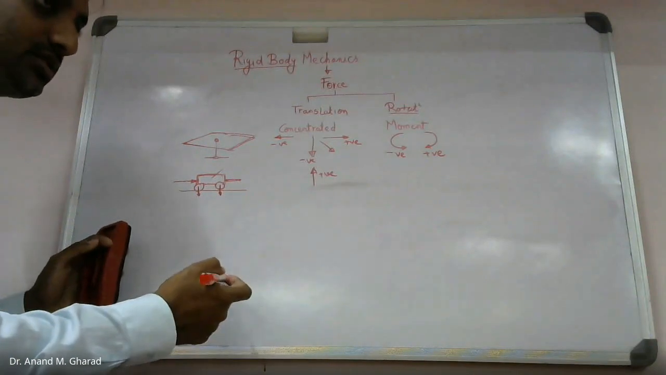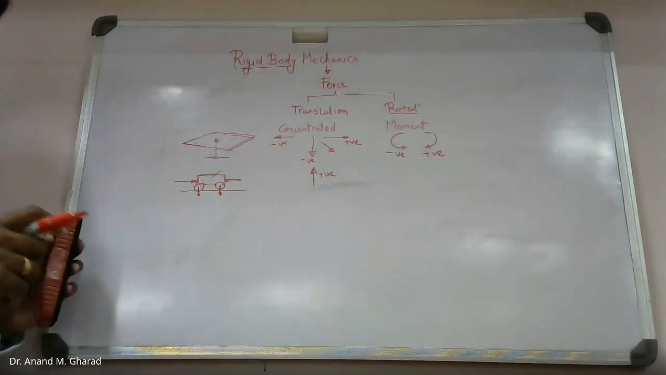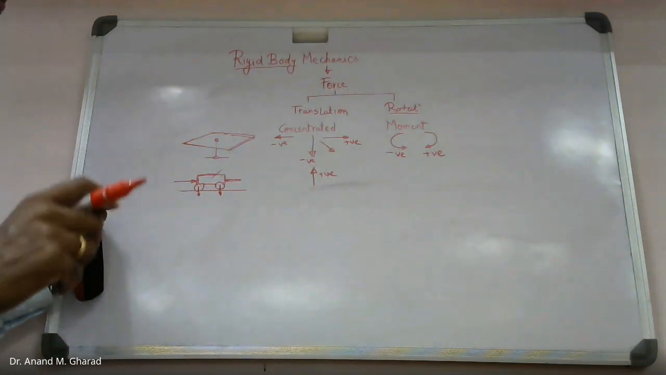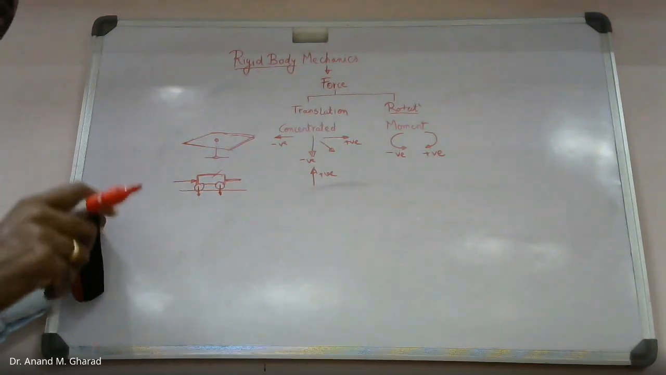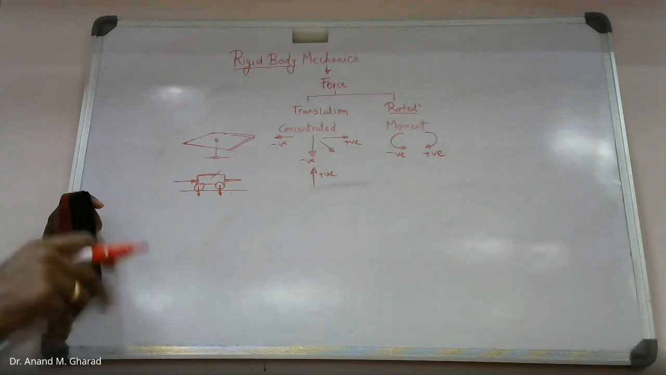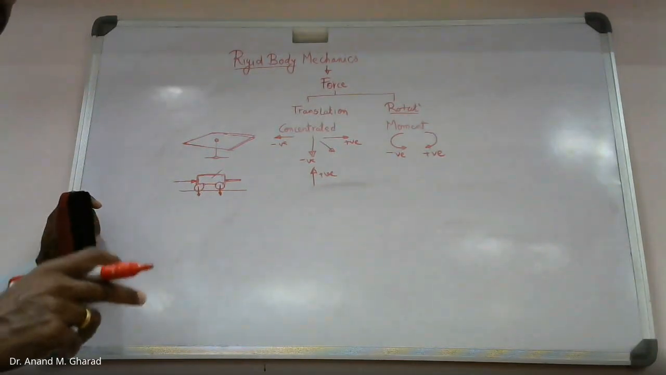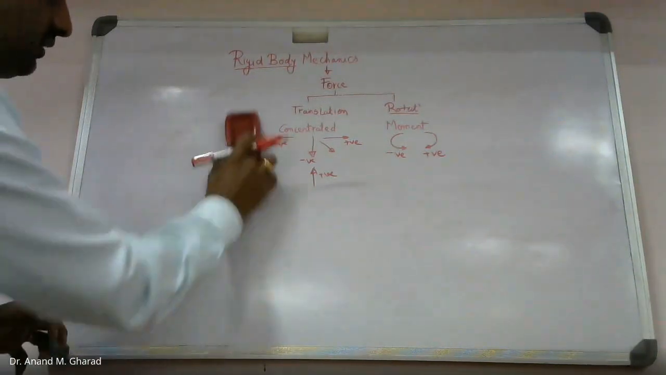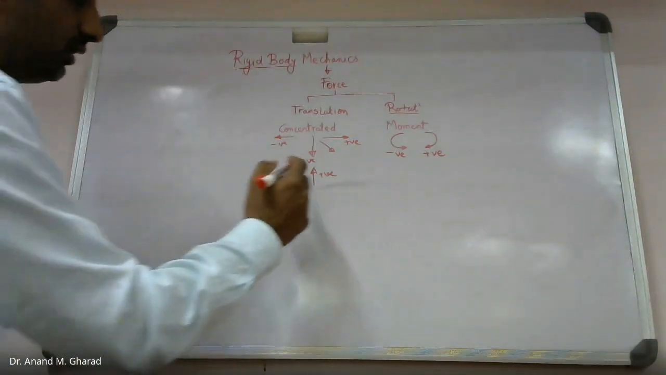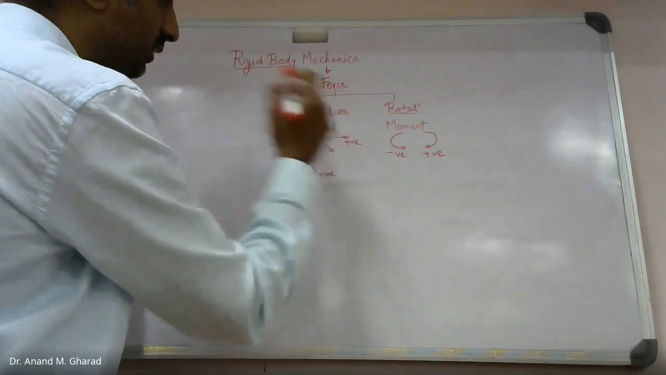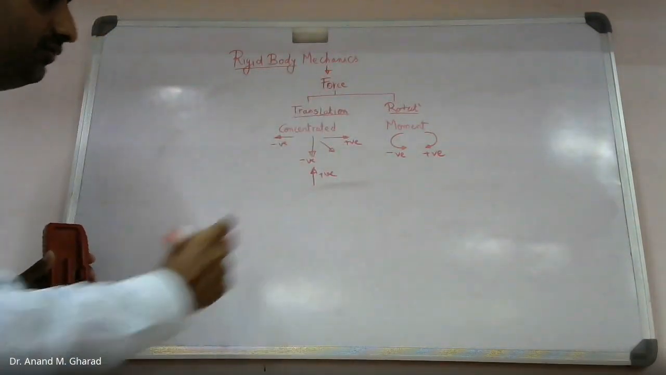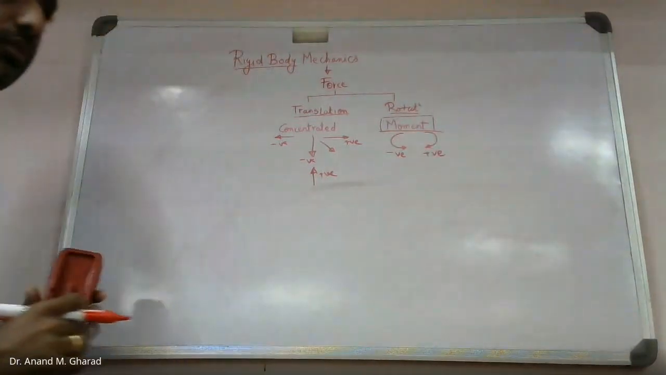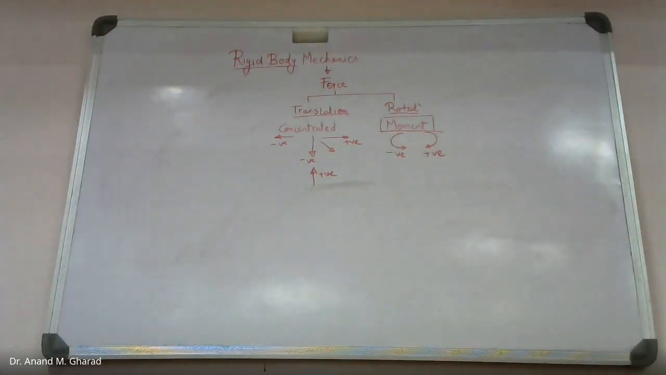Rigid body means the body on which we apply force, and that force is not causing any significant change in the shape or size of the body; then that body is known as a rigid body, right? So up to this, we have solved numericals associated with translation. We also saw a few examples related to moment.